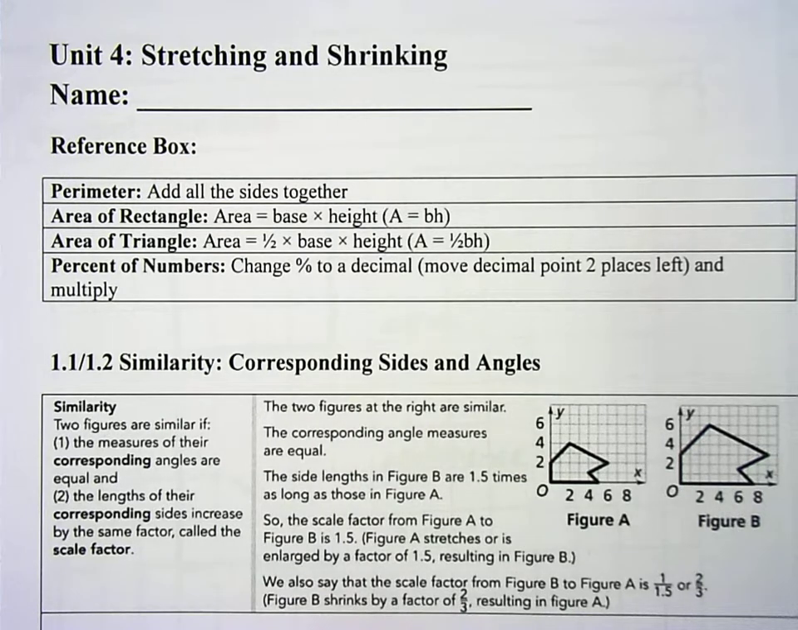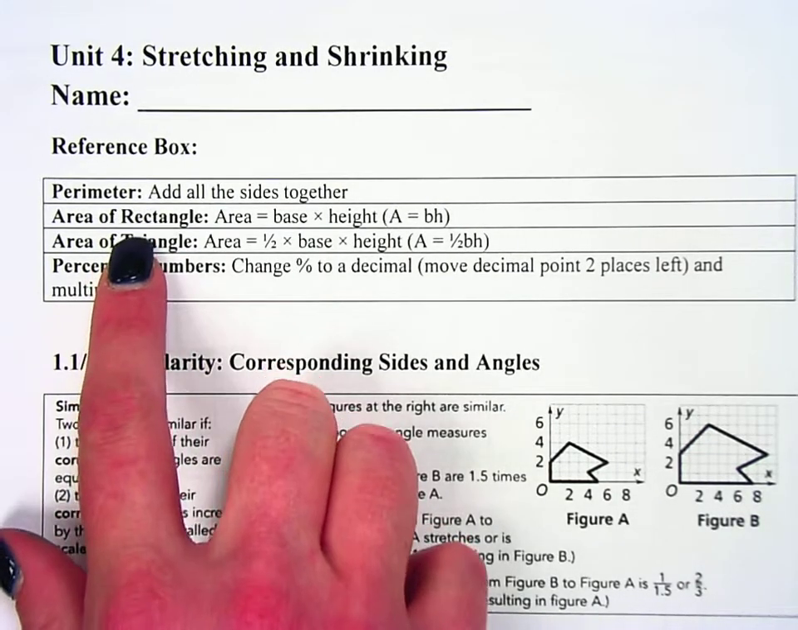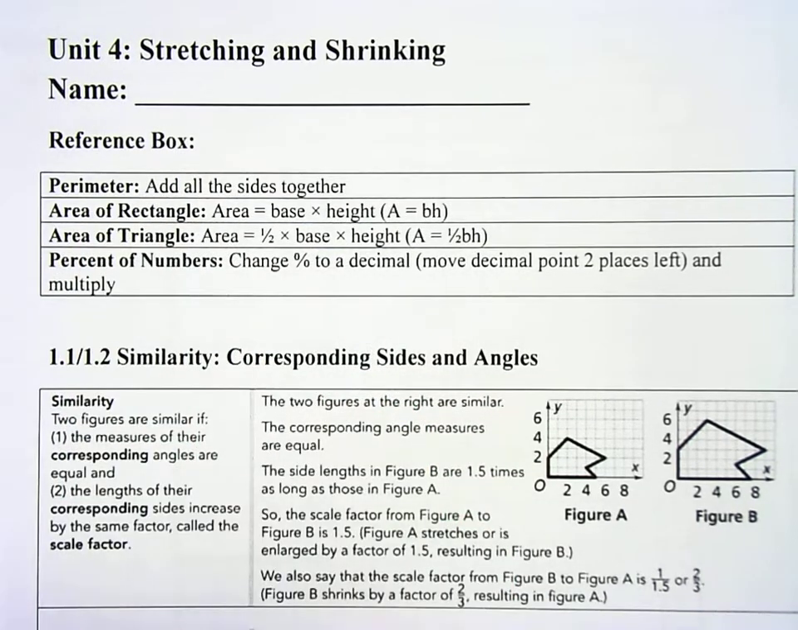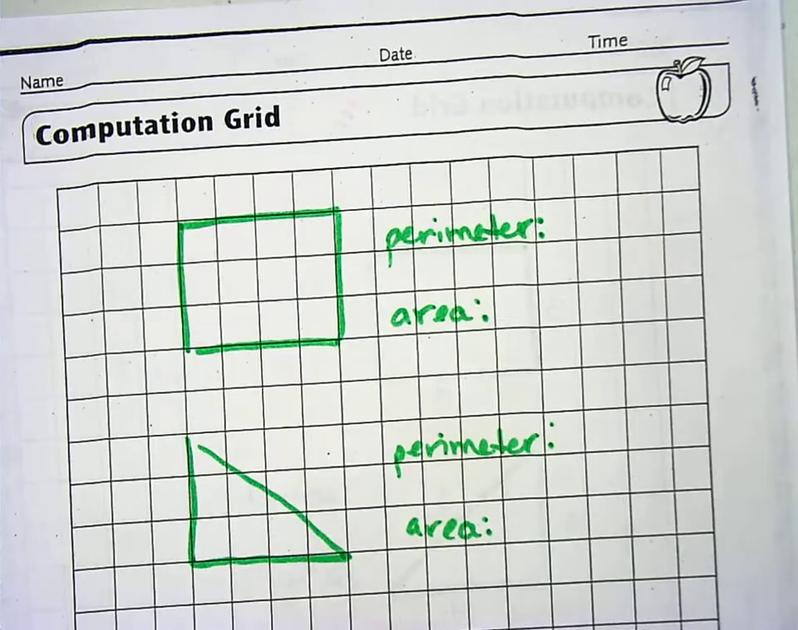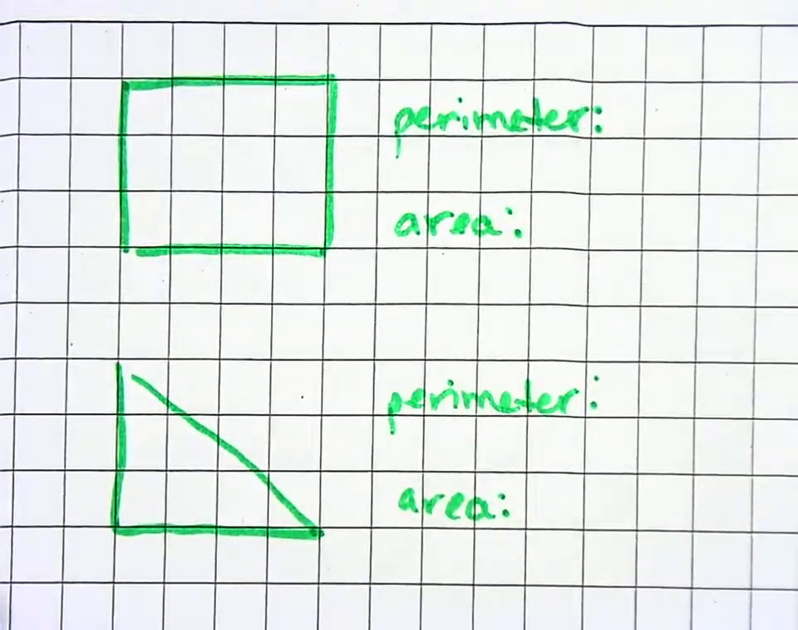This is the notes for 1.1, 1.2 similarity with corresponding sides and angles. We're going to start by reviewing, though, the difference between perimeter and area. So it says perimeter, I add all of the sides together. So if I had an example that looked like this, my perimeter is how many boxes go around the outside.